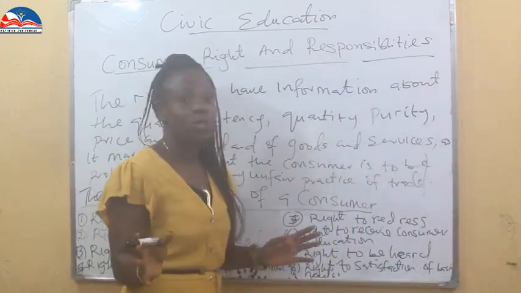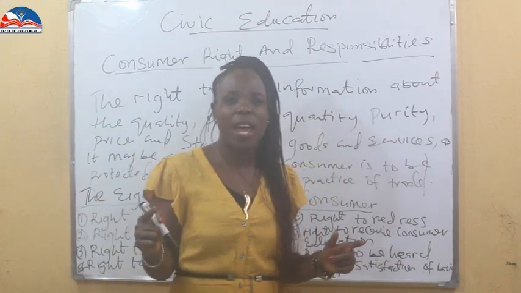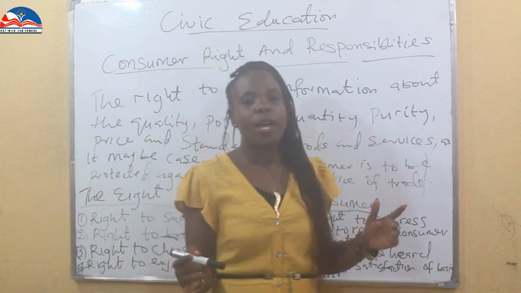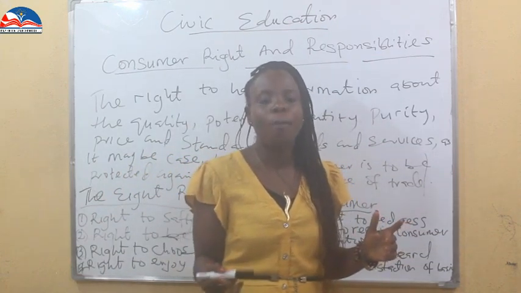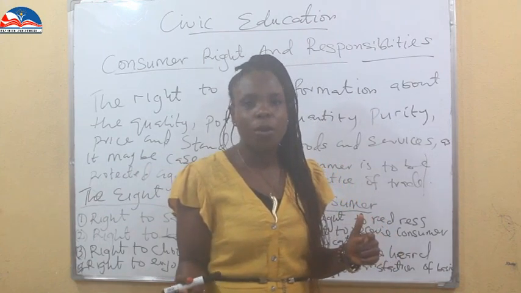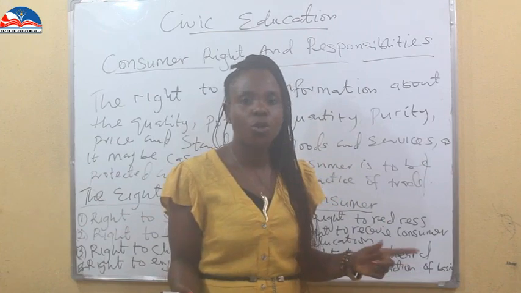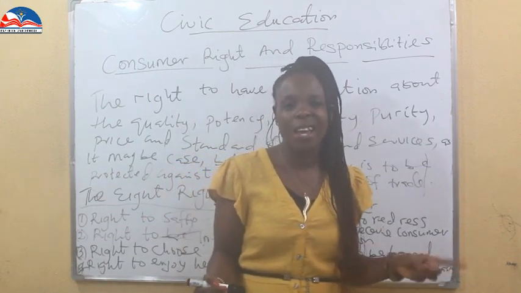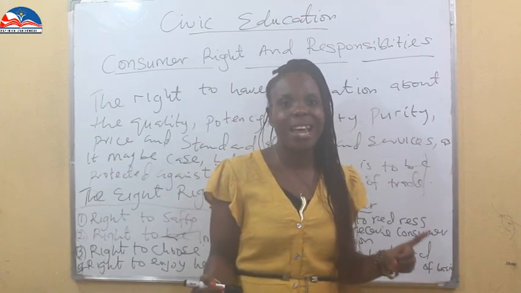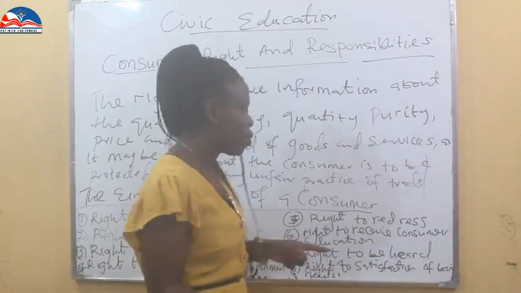The fifth one is right to redress. In case of any problem, in case their rights have been trampled on, or there is a misleading advertisement that wasn't supposed to be, they can go to the law court and sue the organization or the company that owns that product. They can be represented in court, or they can represent themselves in court. They seek right to redress.